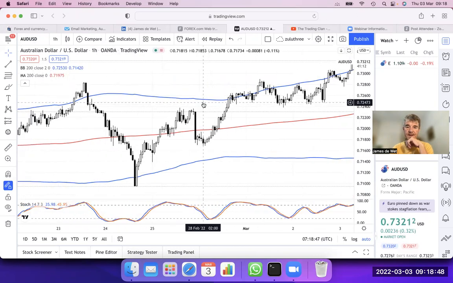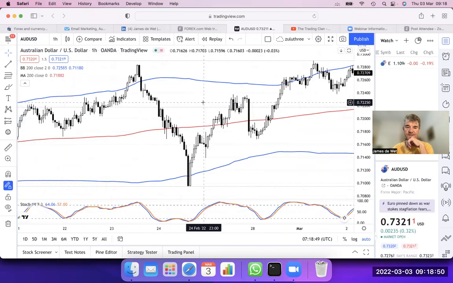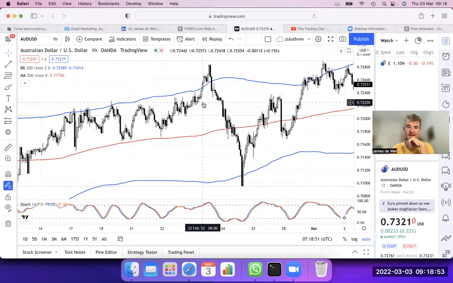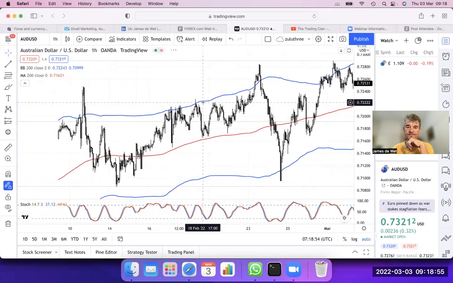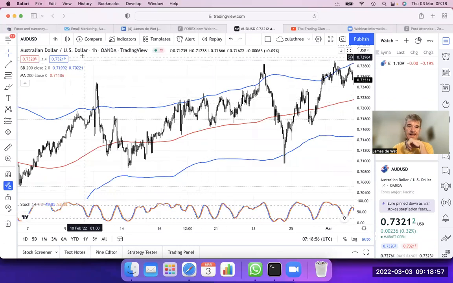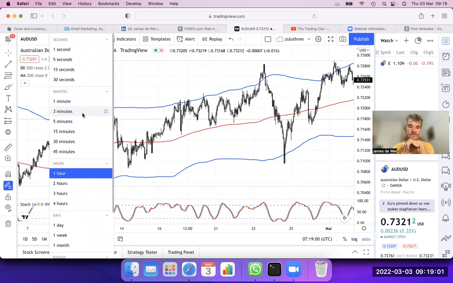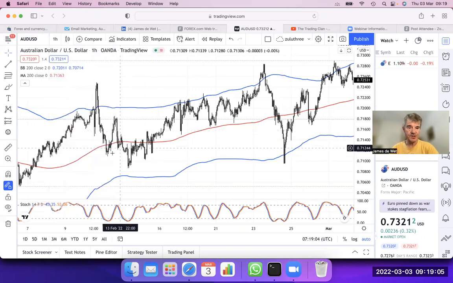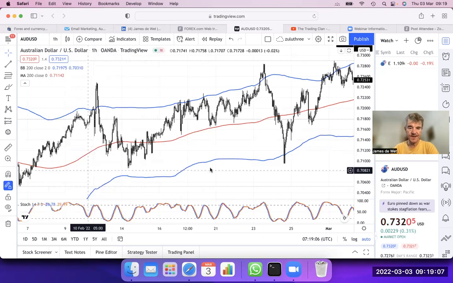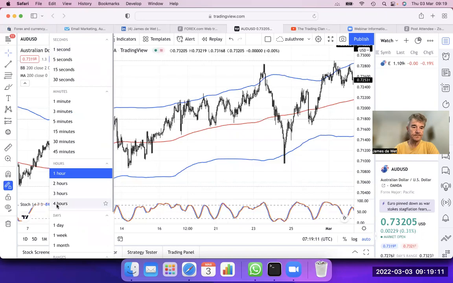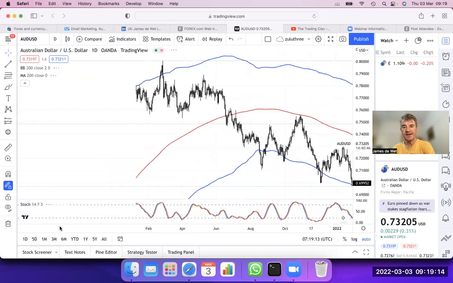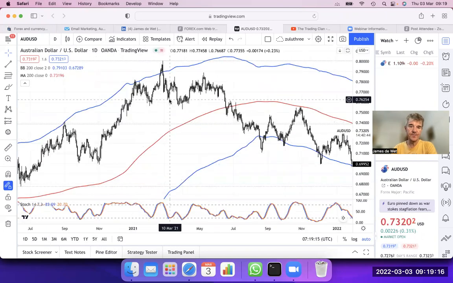All right, so this is the hourly chart of the Australian dollar against the US dollar. And first of all, here, I've got this chat box on the webinar right in front. It's rather annoying. So I'm going to go to the daily chart just to get an overall feel of what's going on with the Aussie dollar.